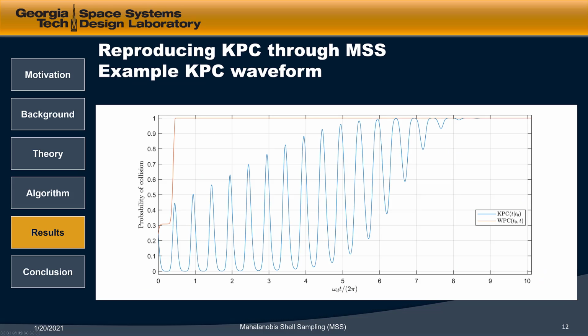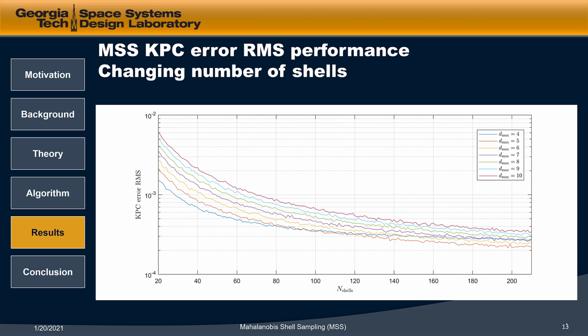As a proof of concept, in this work, we apply the MSS KPC computation methodology to a dynamic system based on the relative motion of two one-dimensional spring mass damper systems, and we assume a normal initial state distribution. We use this pedagogical example because we can find an analytical expression for the KPC in terms of the distribution statistics and the error function. An example KPC waveform to be reproduced is shown in the slide, and its parameters can be found in the manuscript. The metric we use to compare the analytical and MSS KPC waveforms is the discrete time difference root mean square, or discrete time error RMS.